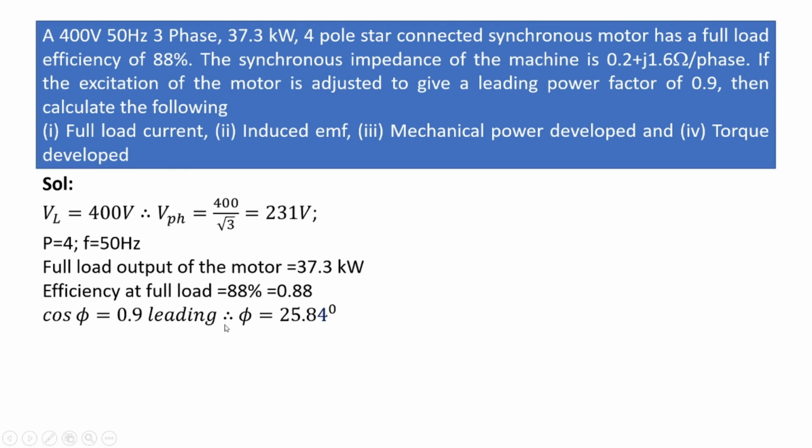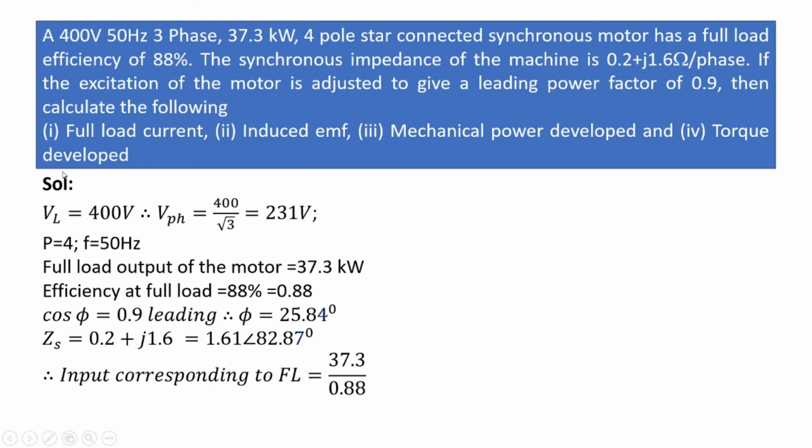So from this we can calculate the power factor angle phi, that is cos inverse 0.9, which is 25.84 degree, and the synchronous impedance of the machine is given as 0.2 plus j1.6 ohm. Here I am going to proceed with the calculation using polar form. So I am converting Zs into polar form, and it is obtained as 1.61 angle 82.87 degree. We know efficiency is equal to output power by input power. So input power corresponding to full load is 37.3 divided by 0.88, and it is obtained as 42.39 kilowatt.